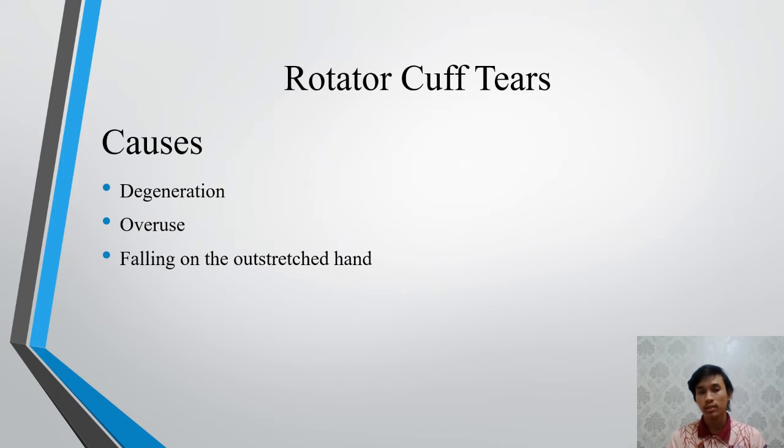The causes of the rotator cuff tear are degeneration, overuse, and falling on an outstretched hand. Overuse is when you do some movement repetitively, which will cause the rotator cuff tear.